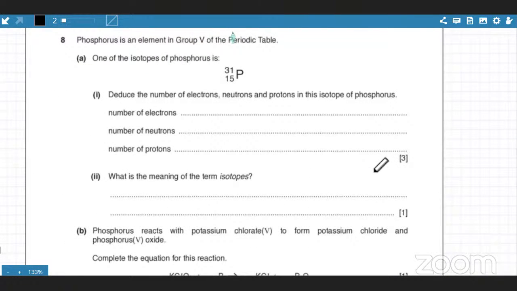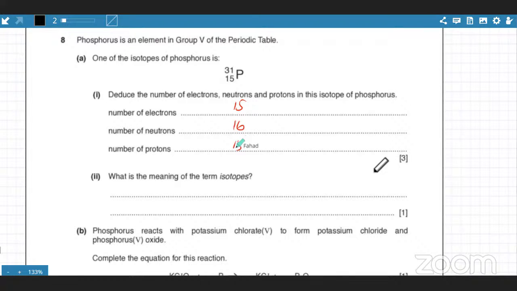Question number 8. Now this question is about phosphorus, and the first part is easy. You just have to figure out the number of electrons. That's 15. The number of neutrons, that's 31 minus 15, so that's going to be 16. And the number of protons is also 15.